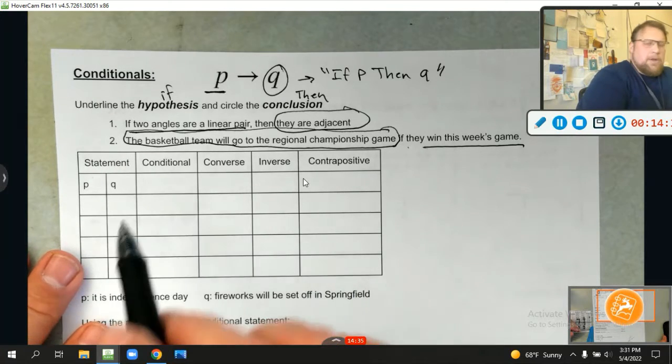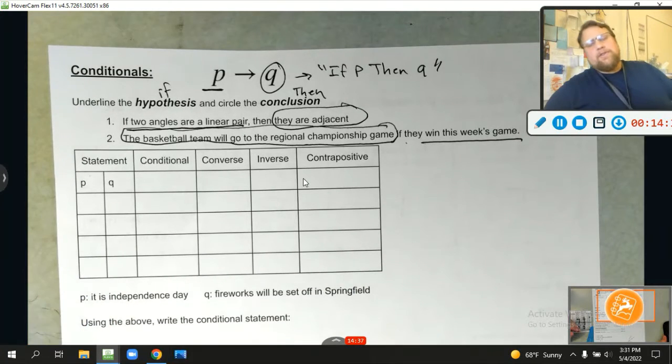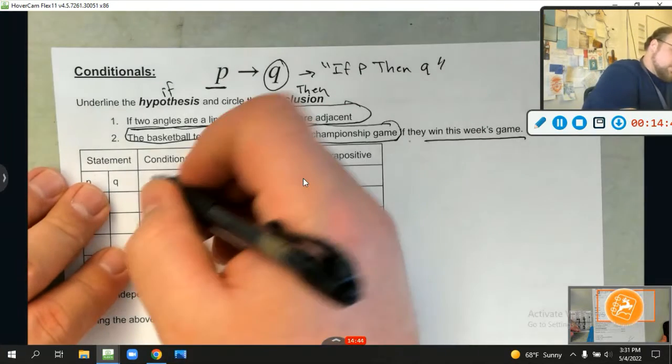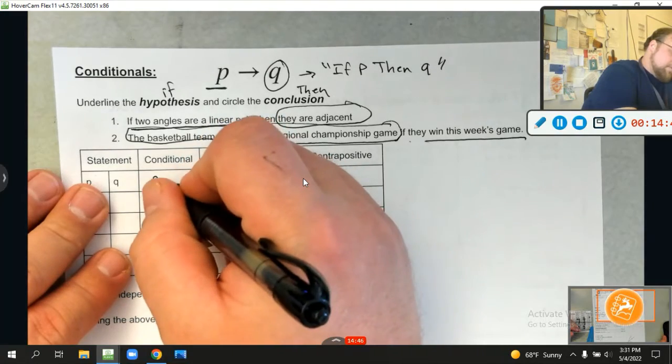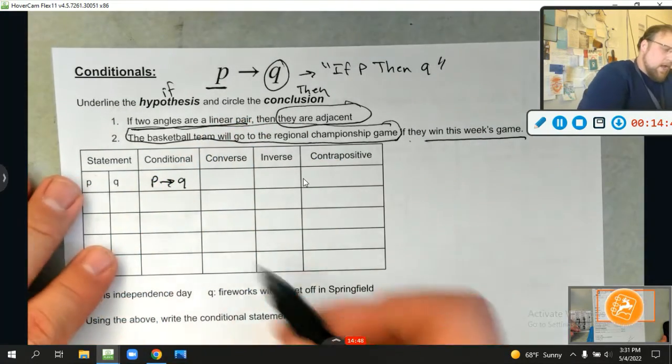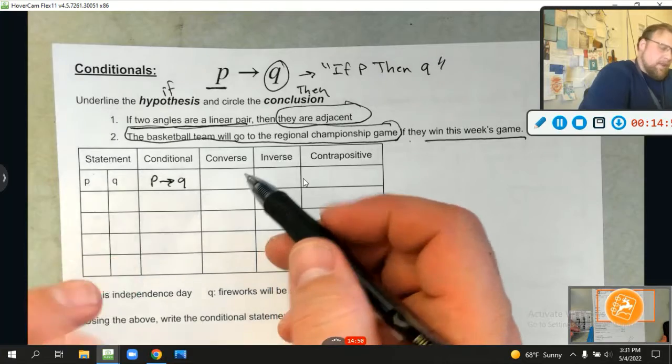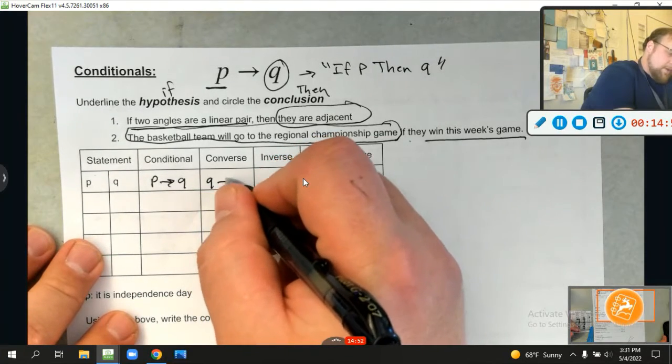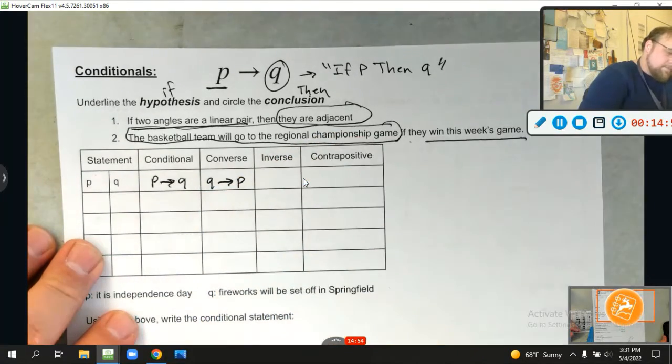All right, so now I'm going to go through this table. Now this table may be a little confusing at first, but I want to walk you through all the different kinds of conditionals there are. So the original conditional is if P then Q. The converse of that just means flip the P and Q, so it's if Q then P. It's kind of the backward statement.